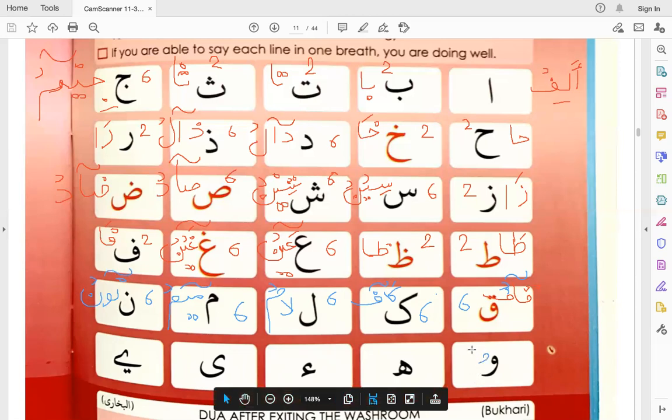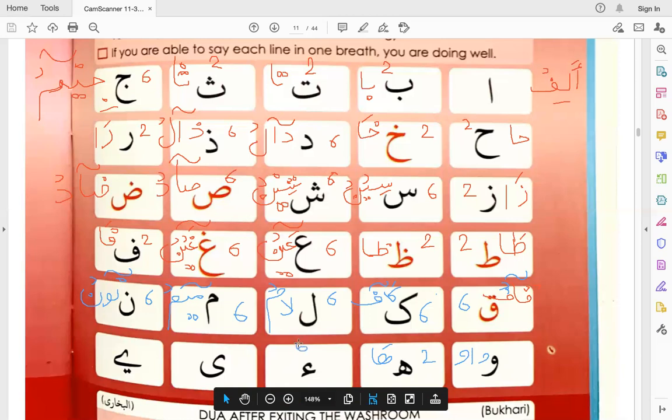Waw. It will not be stretched. Ha. It is two haraka long. Why? Because only two letters are involved to pronounce the name of this letter. Whenever there are two letters, meaning only mad, how can we stretch? We cannot stretch. So it will be two haraka long.